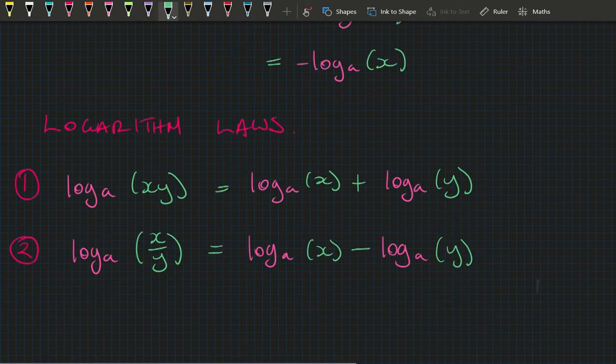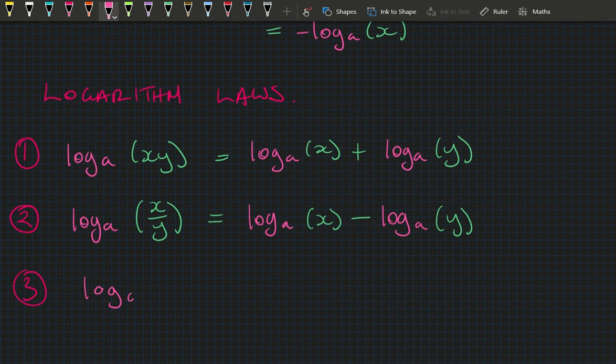And moving on to log law 3, the log of x to the n is just equal to n times the log of x. So while multiplication goes to addition and division goes to subtraction, that means that powers go to multiplication. The other points to make, of course, were those consequences.